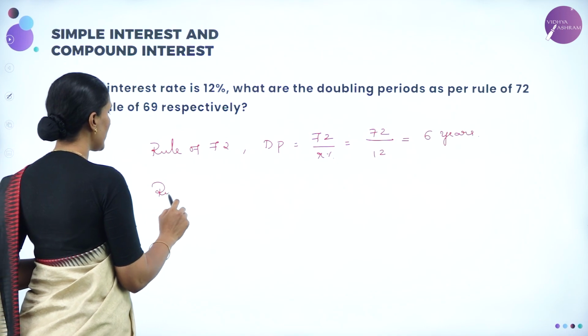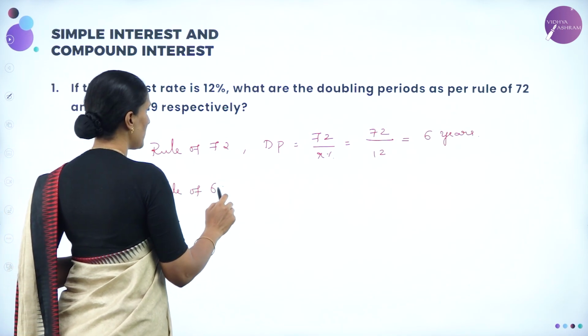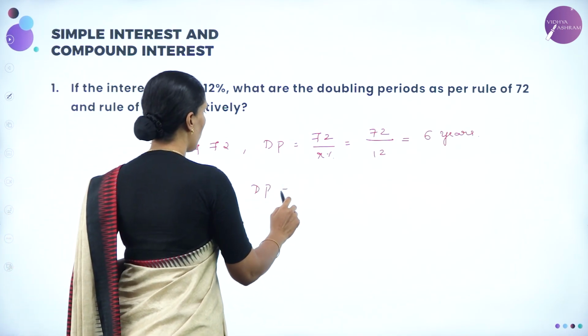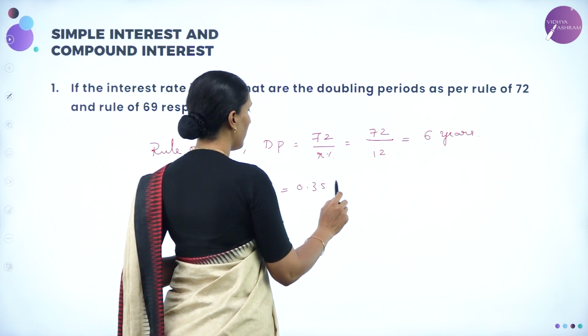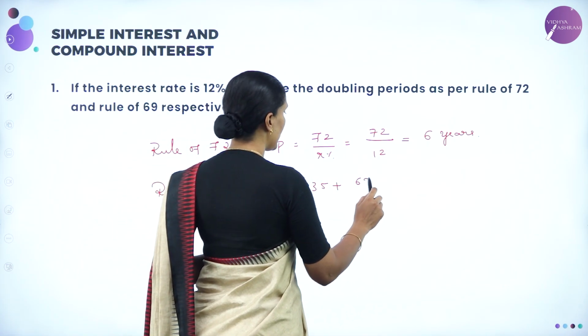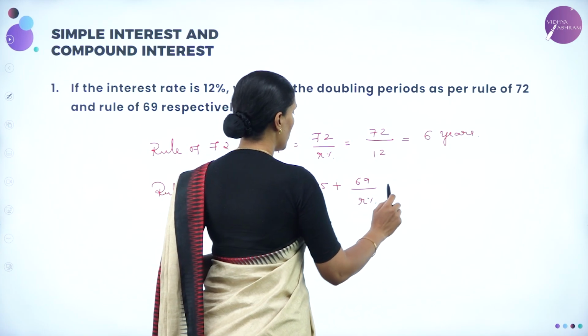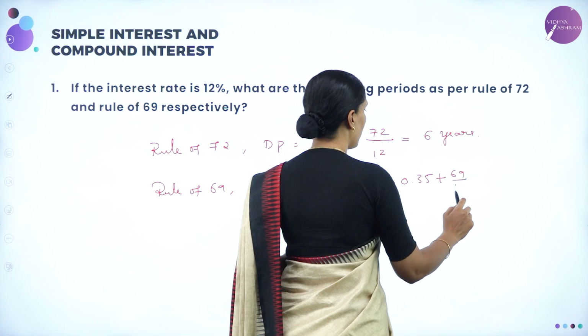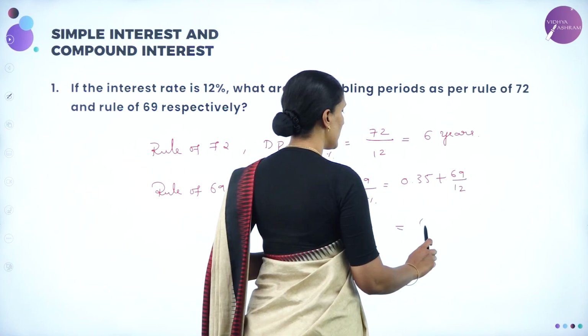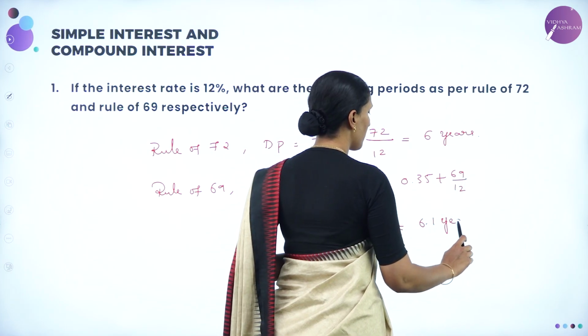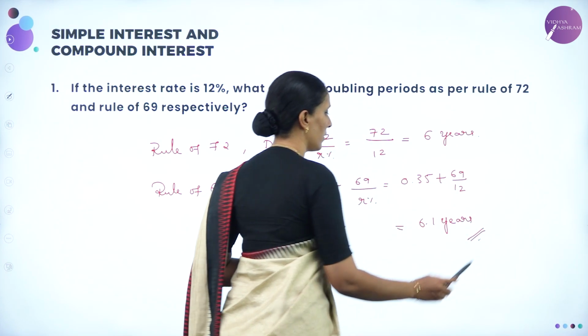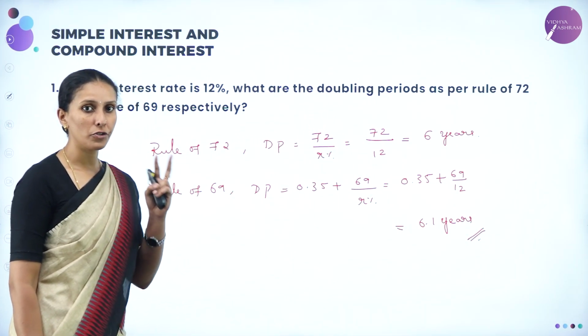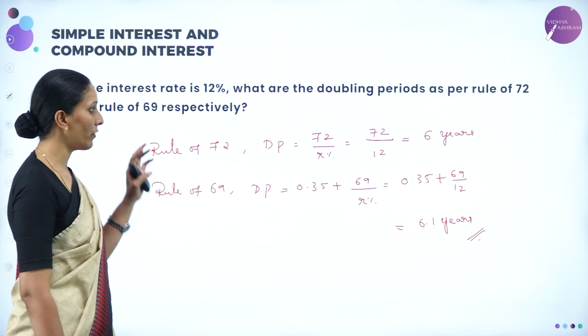Next we have the rule of 69. So by the rule of 69, the doubling period is equal to 0.35 plus 69 divided by R, which is equal to 0.35 plus 69 divided by 12, that is equal to 6.1 years. So these are very important rules to find out the doubling period of an investment.